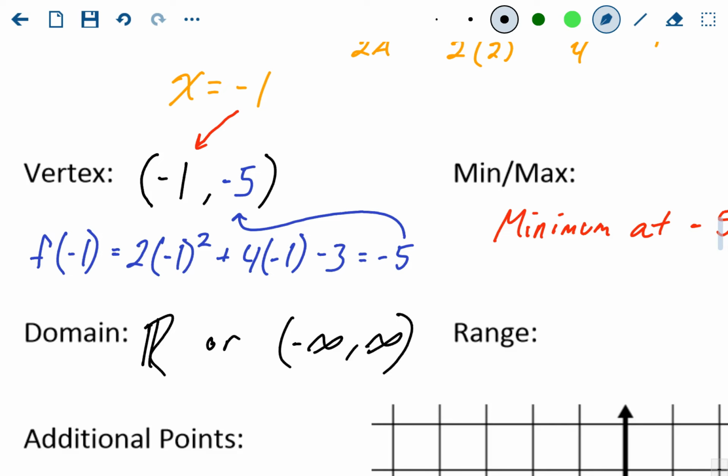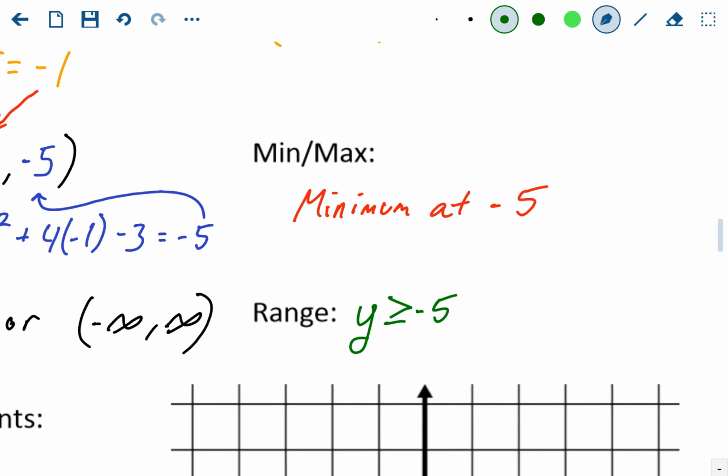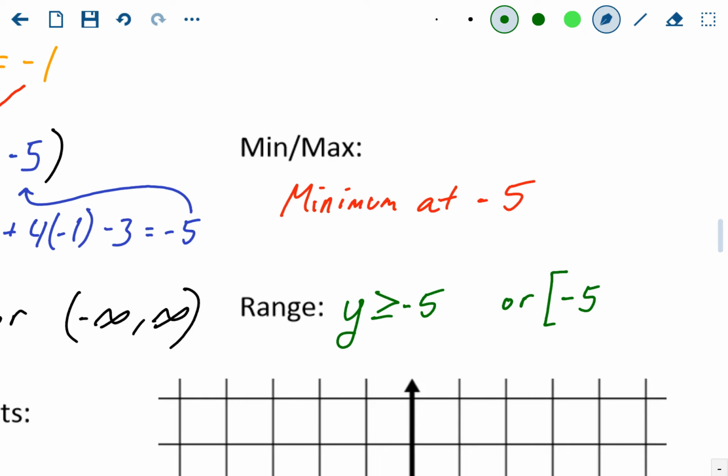Okay. The range, since we already said we have a minimum at -5, that means every y value is going to be bigger than -5. So we could write that as an inequality. If every y value is bigger than -5, that means that y is greater than or equal to -5. If you want to write that as an interval, -5 is the lowest value, and it's included in the graph because it is part of the vertex. So bracket, and it goes all the way up to infinity, parenthesis.